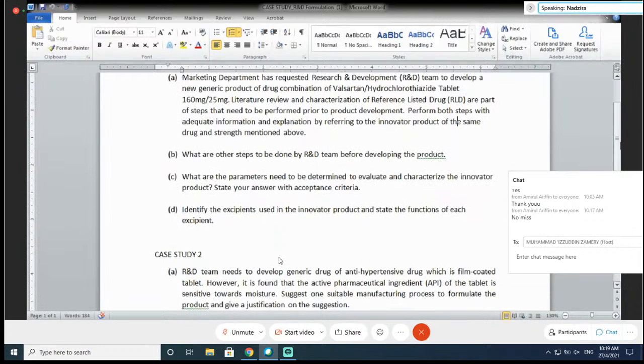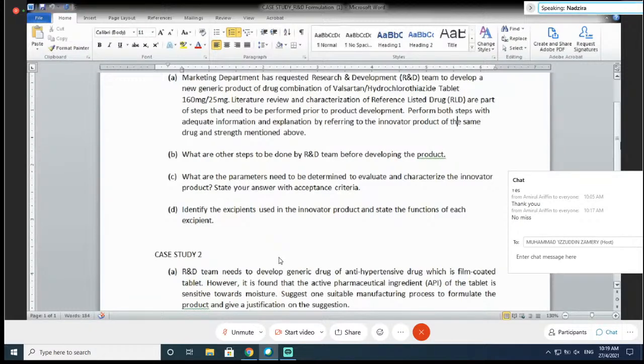Next, what are the steps to be done before developing? I have mentioned it before. You can get the information and see what parameters need to be determined. Parameters means regarding the innovator, like I mentioned before, what information you should have. The idea you can get from the slide. So the information you have to search for is the parameter and also the answer.